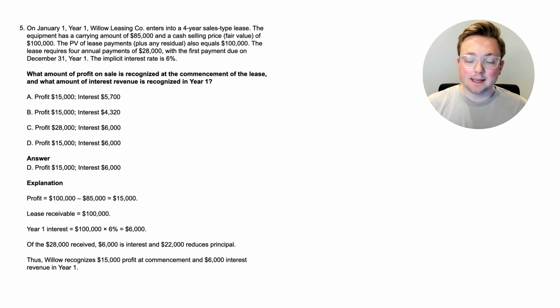Okay, here we are. The answer is D, $15,000 profit and interest of $6,000. This is, again, very simple once we've understood how to do this from the other questions. Profit is just the fair value or the present value, and we have both at this point, of $100,000 less the $85,000 carrying amount, so $15,000 is the profit. Lease receivable, again, $100,000, and that's how much it is at the start of the lease. So the lease receivable is the present value of the payments, $100,000, and we take that, multiply that by 6%, and that gives us $6,000 of interest. So of the $28,000 received, which is how much each payment is going to be of the 4 annual payments, $6,000 of it is interest this time, and $22,000 of it is principal.